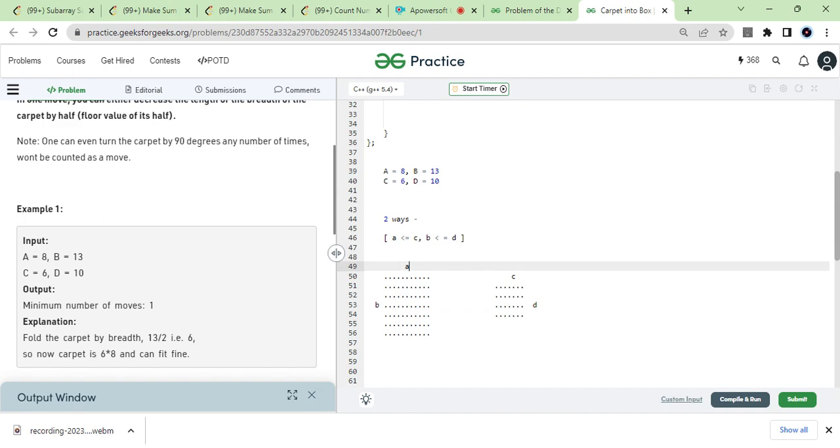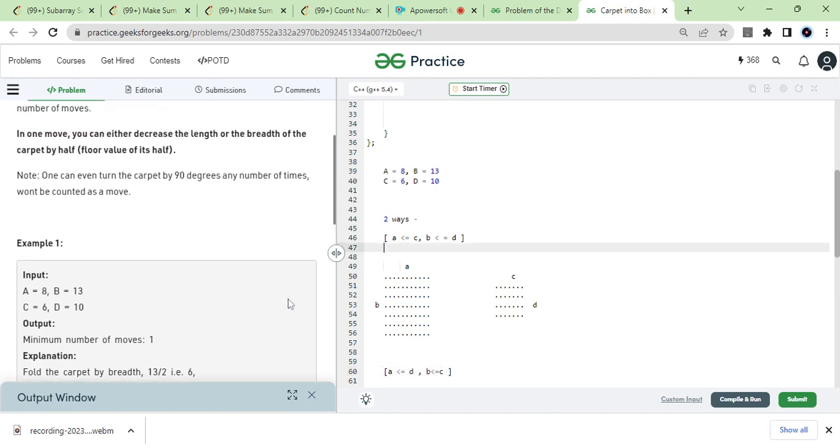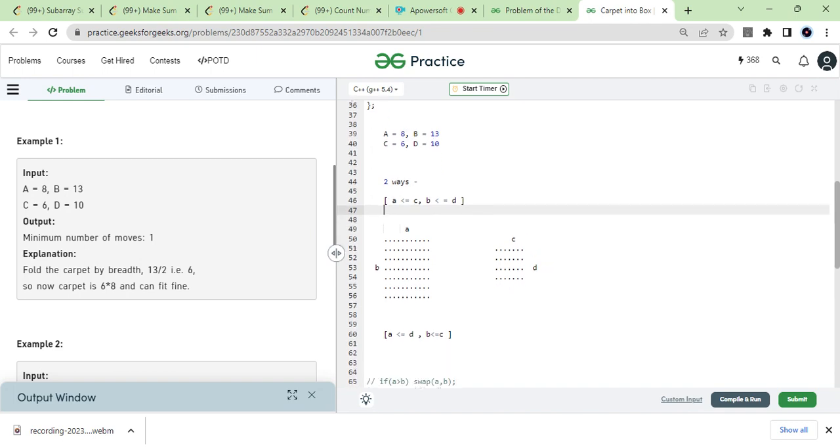And the other way I'm talking about: you can rotate this also. The other possibility would be to fit your dimension A into your dimension D, and fit your dimension B into your dimension C. These are only two ways. There might be more cases because there are four numbers, and 2 to the power 4, so 16 cases overall would be there. I don't know, something like that.